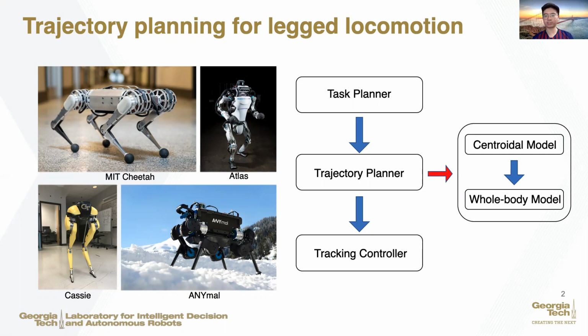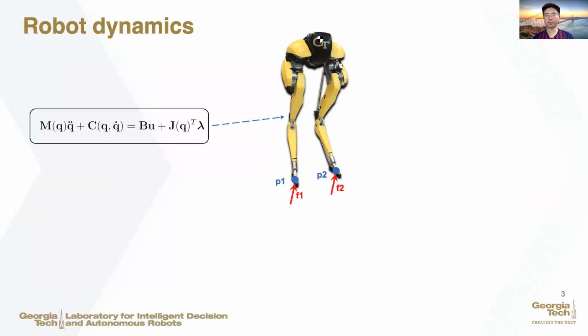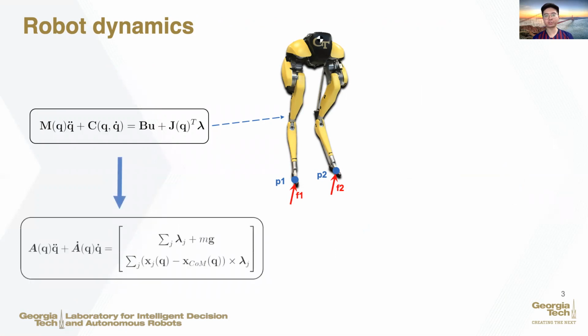Overall, our work centers around the dynamics consensus between a centroidal model and whole body model to account for full dynamics while still maintaining computational efficiency. Starting with full rigid body dynamics with a floating base, we can use the centroidal model to get an exact mapping from the full model to the center of mass level. From the equation inside the bottom left block, we can see that the linear and angular momentum can be derived by the external forces, center of mass position, and contact points.